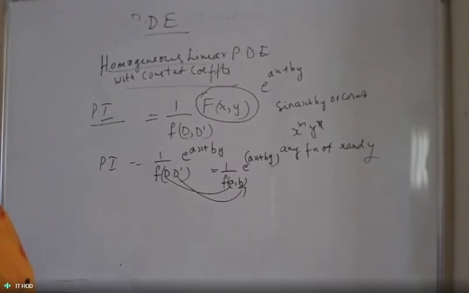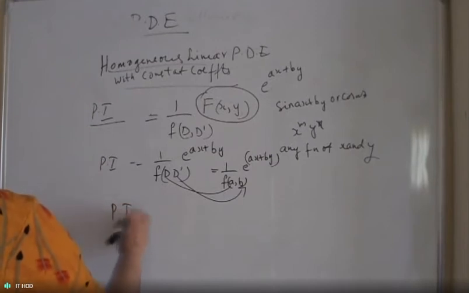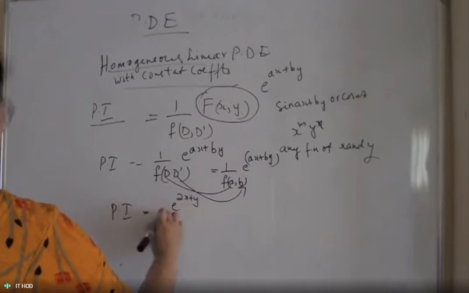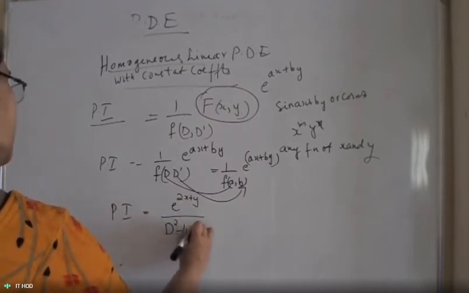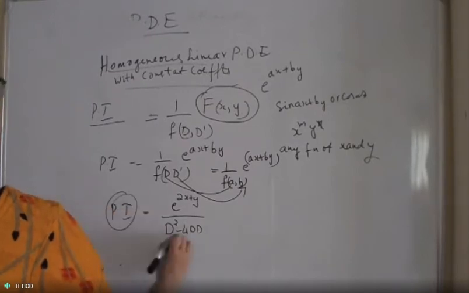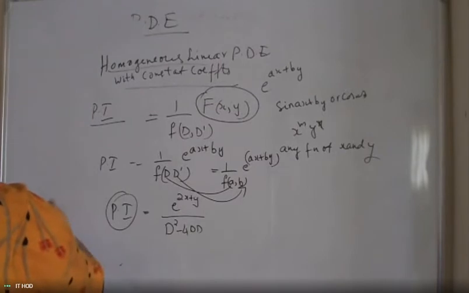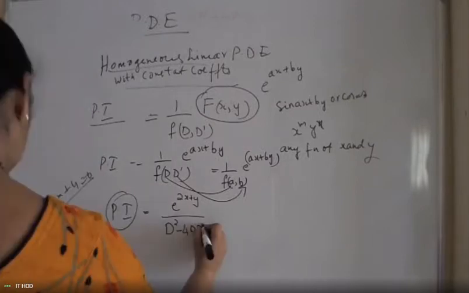e raised to 2x. Okay, so if you want to find PA, it is e raised to 2x plus y by D square minus 4DD dash. I'm just talking about PA. CF you have to find from this one. You have to write the auxiliary equation, that is m square minus 4m plus 4 equal to 0. This is the auxiliary equation for this part.